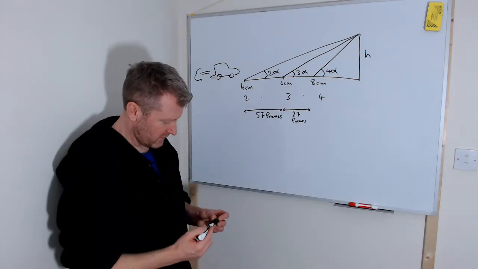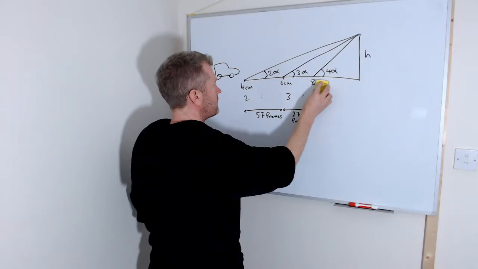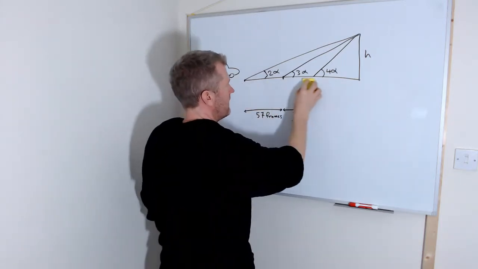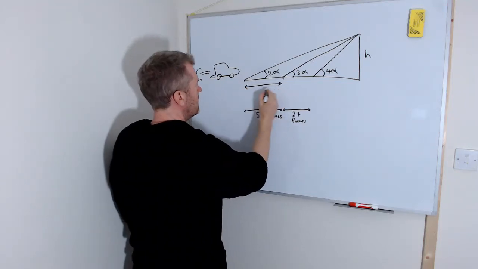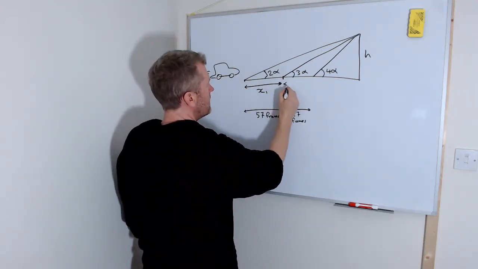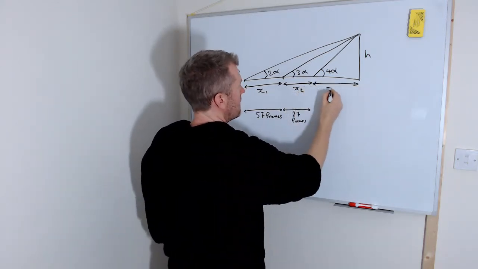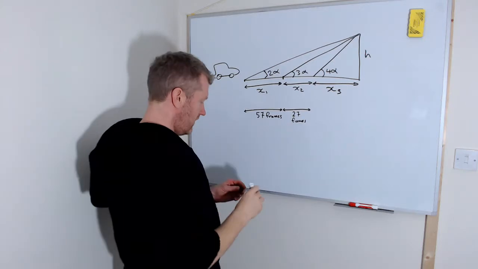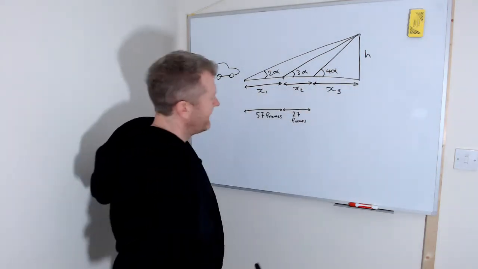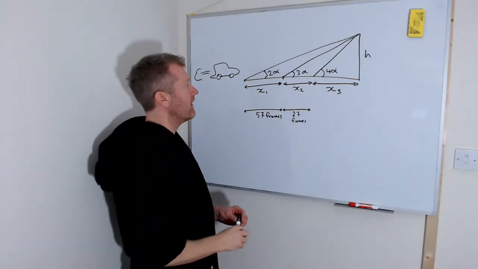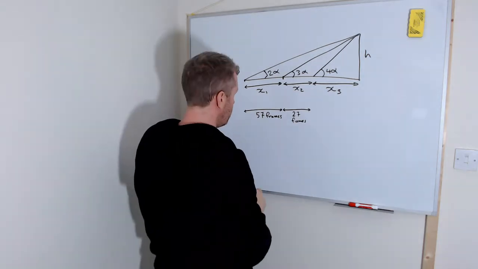So we're going to use this info to try and figure out how fast I was going. We're going to call this distance x1, this distance x2, and this distance, surprise surprise, x3. And we're going to get some equations linking alpha, x1, x2, x3 and h, and we're going to solve them to figure out these distances. Then I have the times and we'll be able to figure it out.